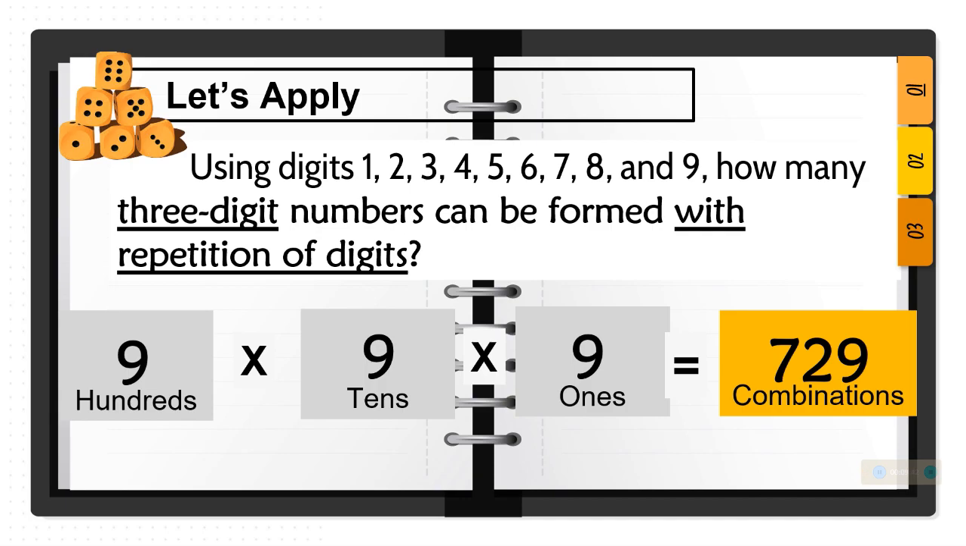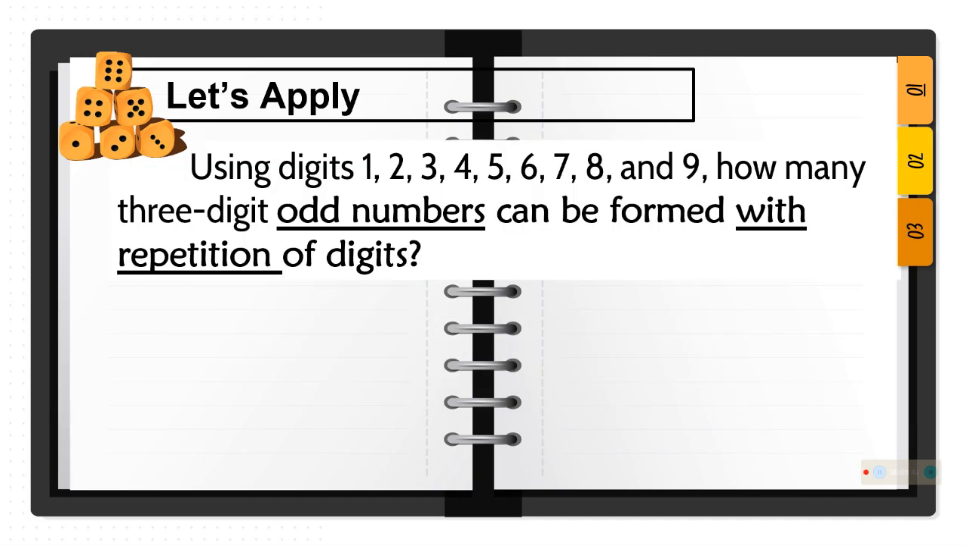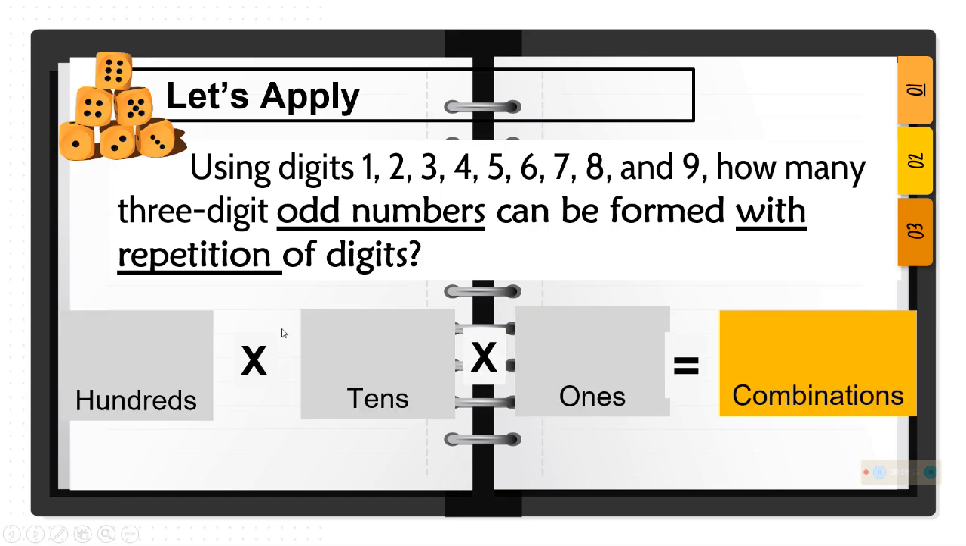Okay? Question? Okay, next. Using the digits 1, 2, 3, 4, 5, 6, 7, 8, and 9, how many 3-digit odd numbers can be formed without repetition of digits? So still we are going to have the 3 digits, the hundreds, the tens, and the ones. But this time, take note that you are going to have the odd numbers. So from our given digits 1 to 9, the odd numbers are 1, 3, 5, 7, and 9. So we have 5 ones there, because we are given 5 odd numbers. So this should end with these numbers.